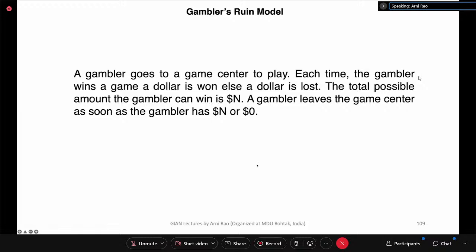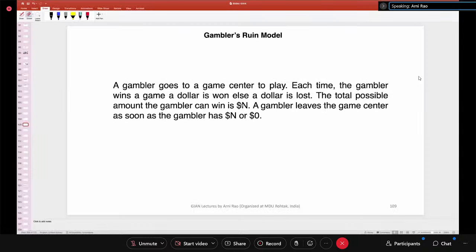So a gambler goes to a play area, a play center, and each time the gambler wins a game, he gains $1, and when the gambler loses, $1 is lost. The total possible amount the gambler can win is $N, suppose, which is the maximum money the gambler can win. And the gambler leaves the game center as soon as he has either $N or $0, in terms of rupees. Maybe you can write it. I don't have the symbol on my keyboard, that's why I typed the dollar. The rupee symbol is not there on my keyboard.